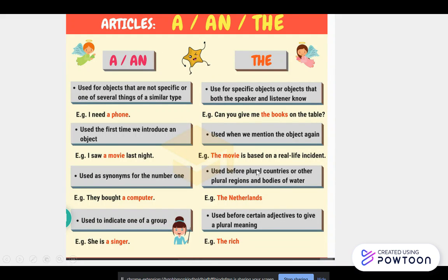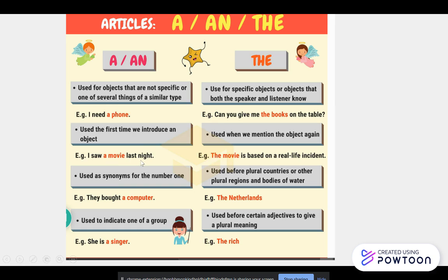Now, to further explain articles "a", "an" and "the". If you didn't understand the infographic, I'm going to explain further. "A" and "an" articles are used for objects that are not specific, or one of several things of a similar type. I need a phone. Phone starts with a consonant, so we use "a". We use it the first time we introduce an object.